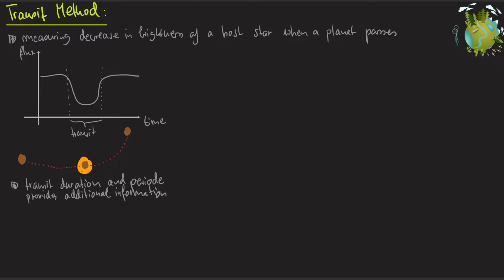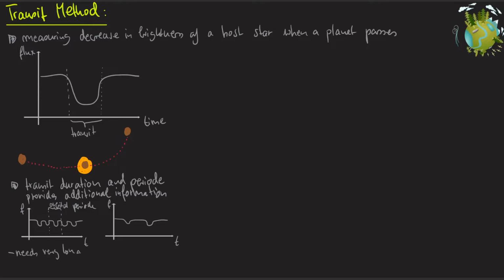Okay, we have the flux here and the time. Now as the planet moves around the star, we have a repeated decrease in brightness. So every time the planet orbits the star, again it will go in front of the star and block some light. And the longer this period is, the farther away is the planet from the star, or the shorter is the orbital period, the faster the planet is orbiting around the star.